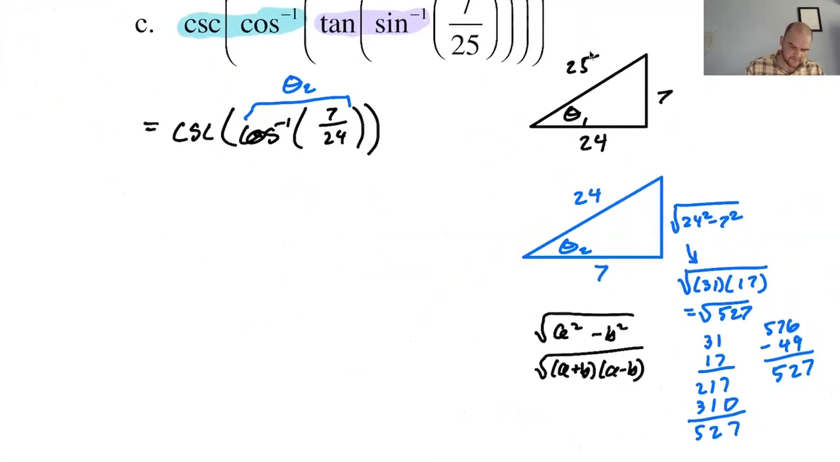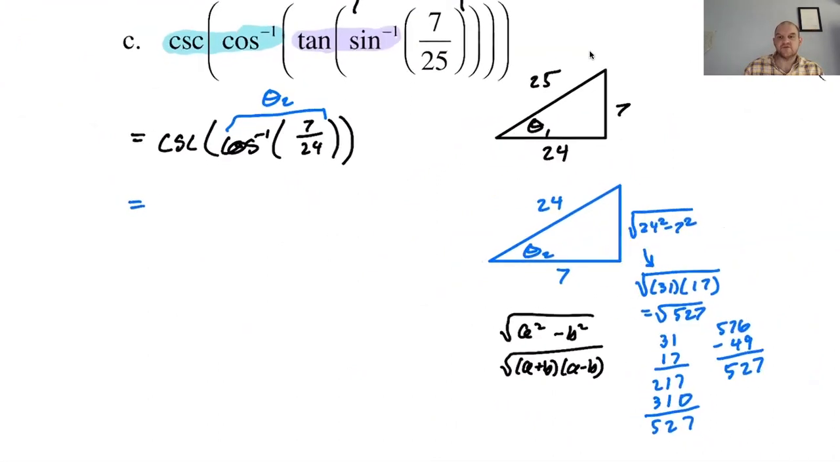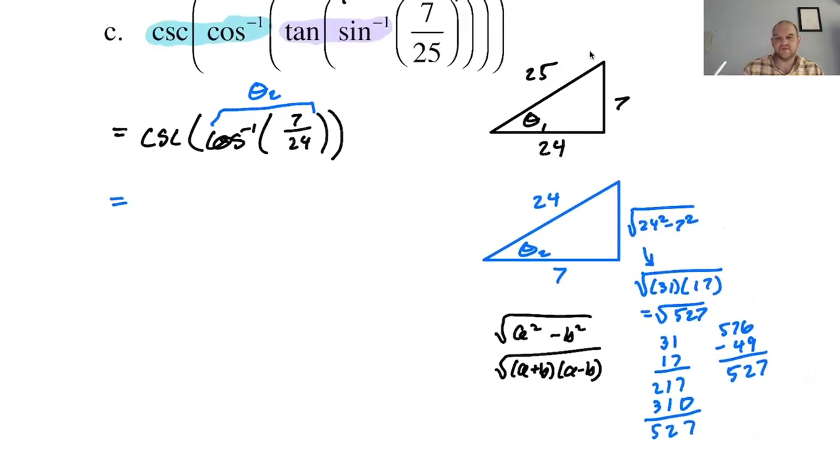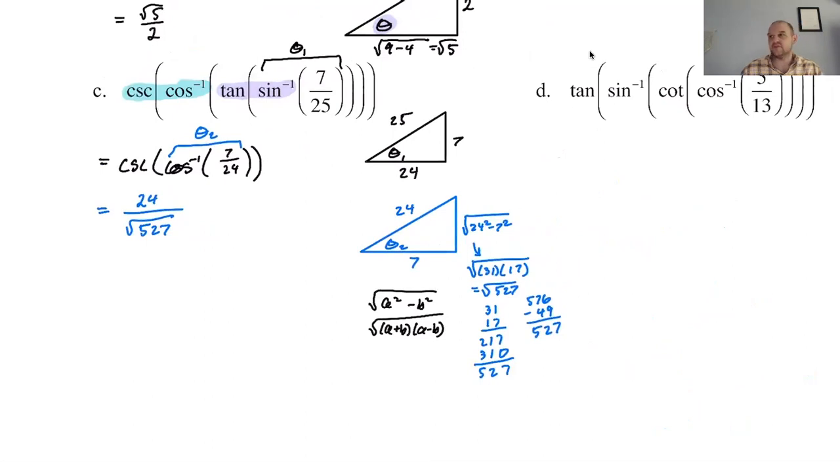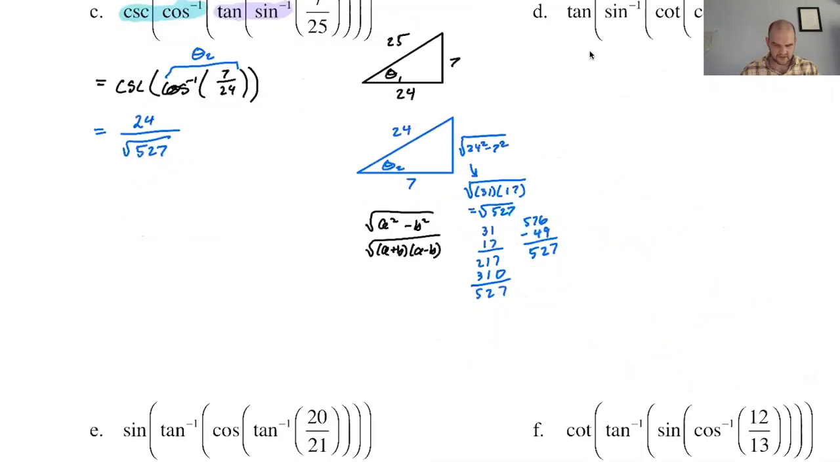So let's see here. We are now looking for the cosecant of theta 2. So the sine of theta 2 is radical 527 over 7. Nope, it's radical 527 over 24. So the cosecant is 24 over radical 527. And that's one of those where the calculator is going to rationalize that, so it's going to be a little hard to check.